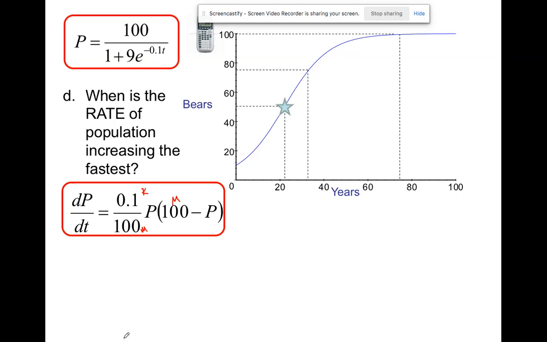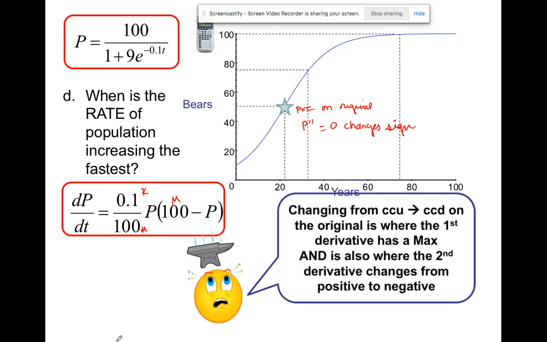I can see where the rate of population is increasing the fastest, right? I can see it. This is my original. The point of inflection is where the highest slope is, right? Steepest slope. The point of inflection on the original is where the second derivative is equal to 0 and changes sign. Oh my gosh, second derivative test for concavity and point of inflection.